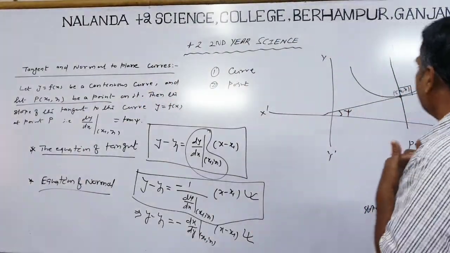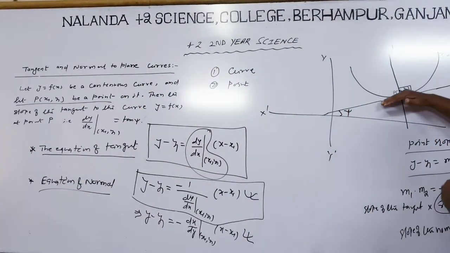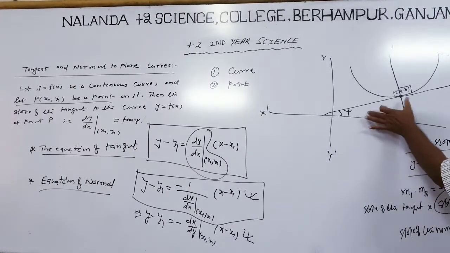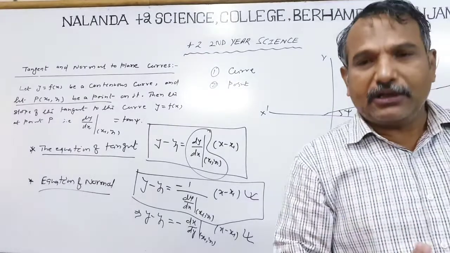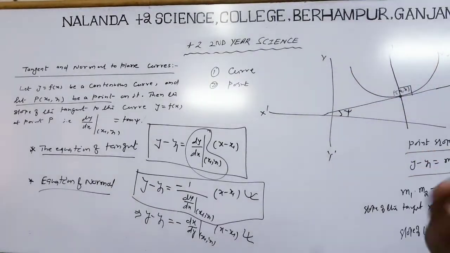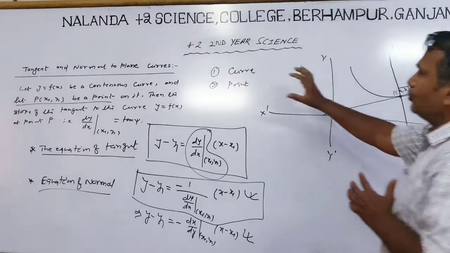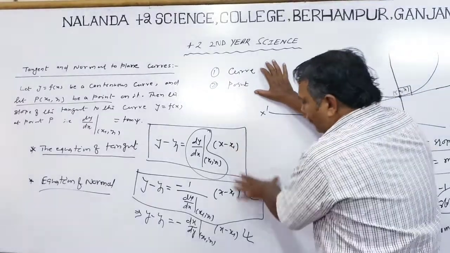That means another condition is that the slope of the tangent is parallel to another line. So what is the dy by dx, find out. If two lines are parallel, we know that m1 equals m2. If two lines are perpendicular, we know that m1 times m2 equals minus 1. So this is the second case. But if these two are given, then find the equation of tangent.